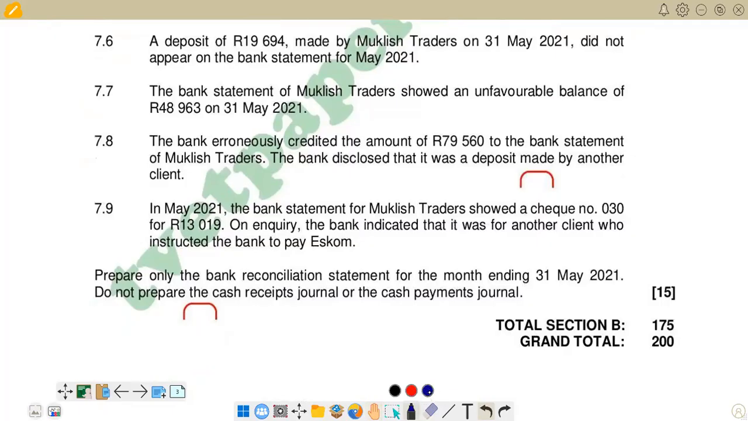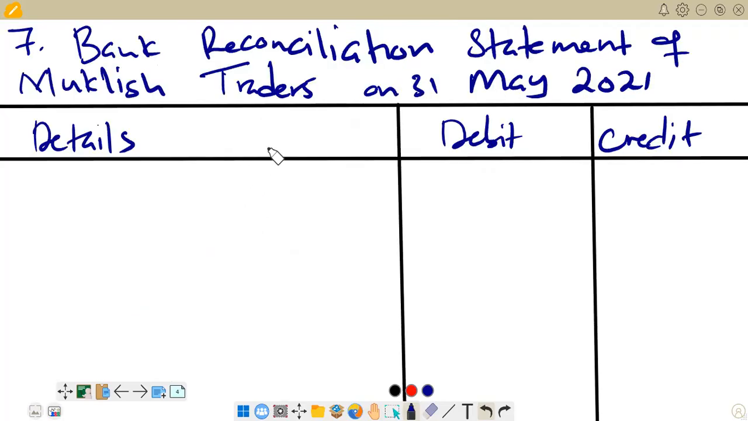So it is very important to take note that we are only going to prepare the bank reconciliation statement, and we are not going to prepare the cash receipts journal and the cash payments journal. So we are just going straight away to the bank reconciliation statement. You can see this is our bank reconciliation statement for Muklish Traders on 31 May 2021. And then we have a column for details, the debit side and the credit side. So obviously we are going to start with the opening balance of that bank reconciliation statement. The opening balance that we're going to start with is the balance that we are given in the question of the bank statement.